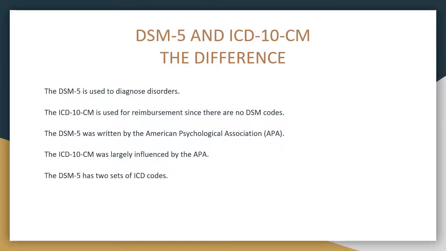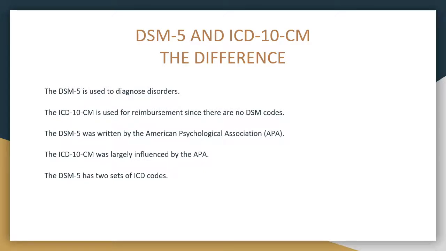You may be asking what is the difference between the DSM-5 and the ICD-10-CM. Simply put, as a psychologist, the DSM-5 is what you would use to assist with a diagnosis or to confirm a diagnosis. And the ICD-10-CM is a HIPAA-approved set of codes used for reimbursement purposes. While the rest of the world uses ICD-10, the United States uses ICD-10-CM, which was still largely influenced by the American Psychological Association, who are also the authors of the DSM-5.